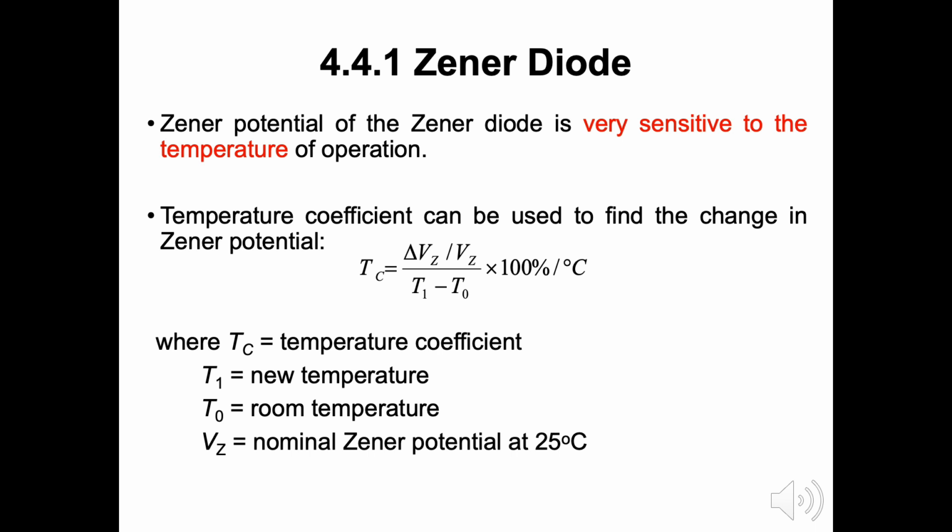The Zener potential of a Zener diode is very sensitive to the temperature of operation. The temperature coefficient can be used to find the change in Zener potential due to a change in temperature using the following equation, where T1 is the new temperature level. T0 is room temperature in an enclosed cabinet, 25 degrees Celsius. Tc is the temperature coefficient and Vz is the nominal Zener potential at 25 degrees Celsius.